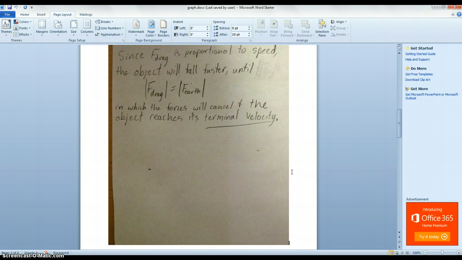So our chief result was, since the force of drag is proportional to speed, the object will fall faster until the magnitude of the force of drag equals the magnitude of the force of gravity, in which the forces will cancel and the object reaches its terminal velocity.